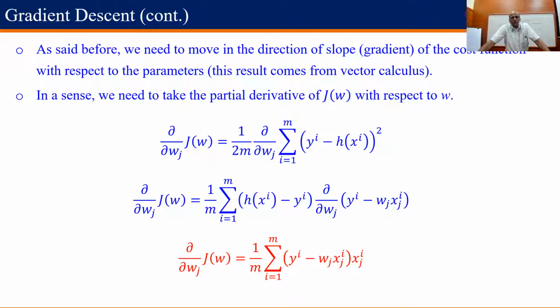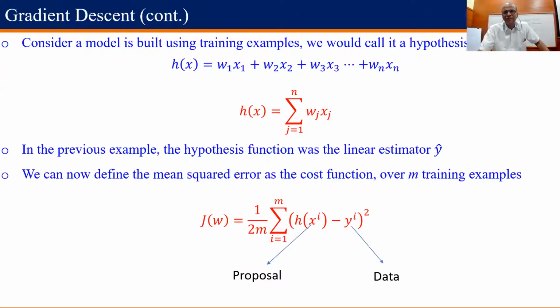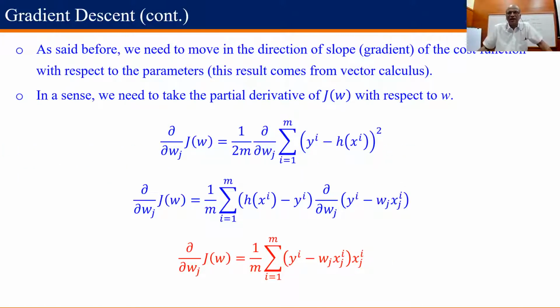In a sense, we need to take the partial derivatives of J, the loss function, with respect to w. So once you put dou by dou wj, for the particular weight wj, take this function. What you will do is take 2 of h of xi minus yi. That is the first. The 2 goes. Come to the next one: 2 of h of xi minus yi.